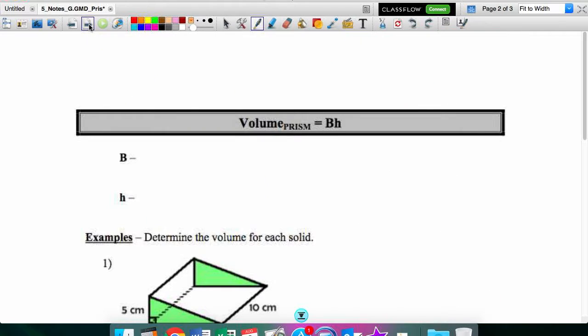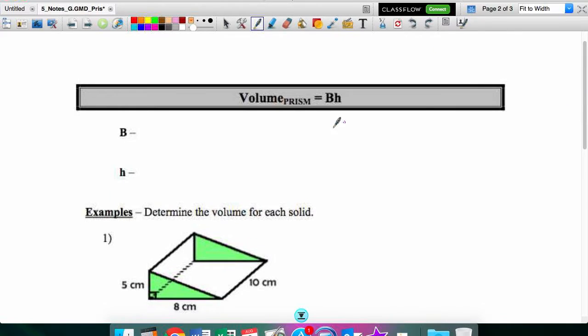So how do we calculate the volume of a prism? The volume of a prism is calculated by capital B times H. So what is capital B? Well, capital B in our volume formula represents the area of the base. And this is going to vary depending on what the shape of the base is.